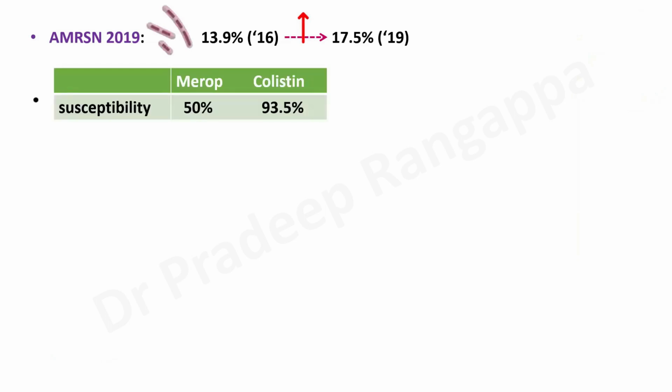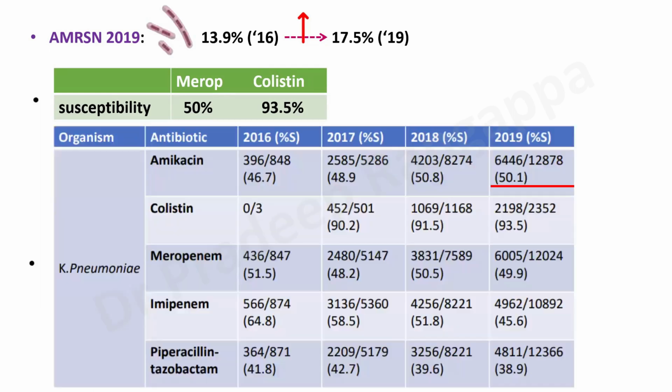ICMR has also looked into the susceptibility pattern. What has been consistently shown is that susceptibility is around 50% to meropenem, which means we have a problem with resistance to carbapenem. I'm sure all of you have been hearing about CRE, which is carbapenem-resistant Enterobacteriaceae. That is where Klebsiella comes in. So 50% are resistant to meropenem. But colistin tends to retain sensitivity: 93.5% are susceptible. But there are other data that come from individual tertiary care centers where they show a higher resistance to colistin as well.